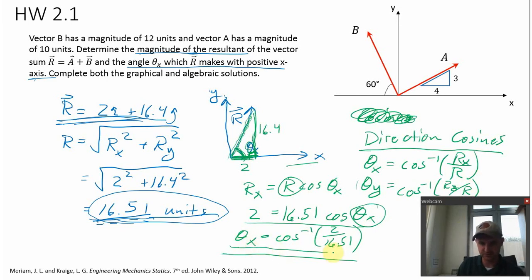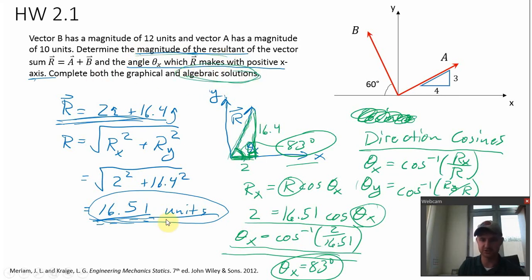Theta x, if I use this, we come out with 83 degrees there. So this angle, theta x, is 83 degrees. And so now we've done both parts, the first part and the second part. This is using an algebraic solution. Hope you enjoyed, guys. Remember to write your vectors in component form. Don't forget to circle your answers.